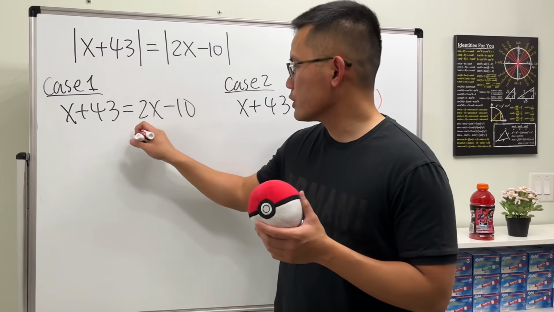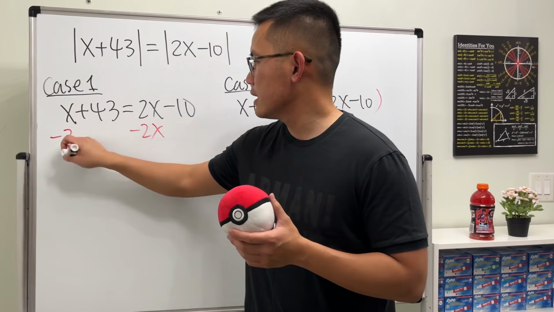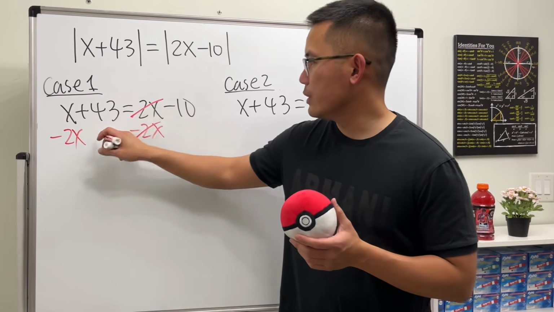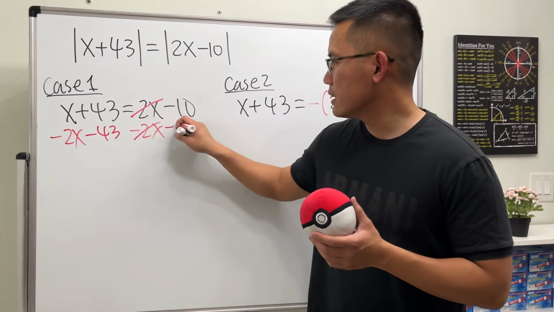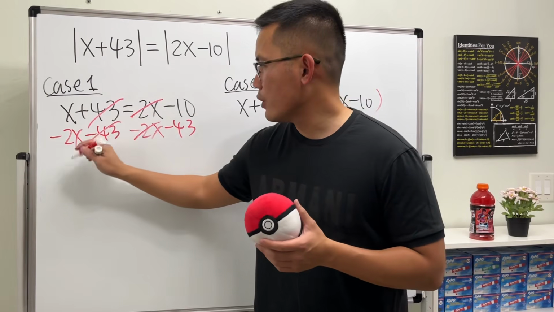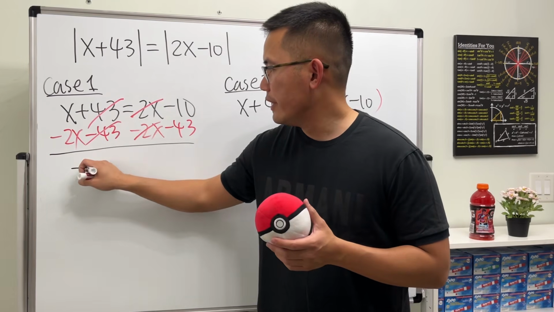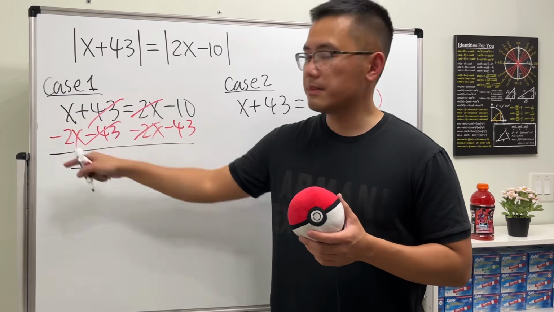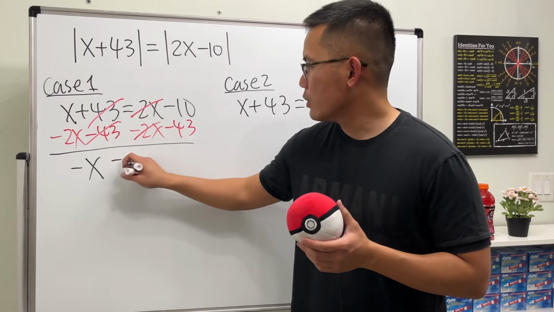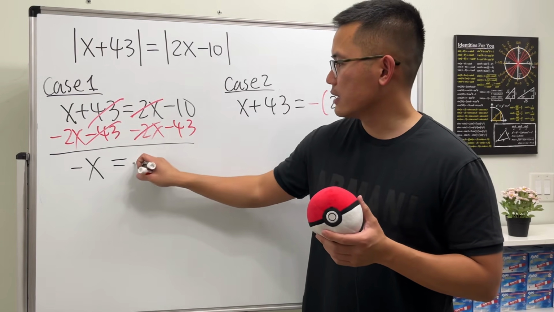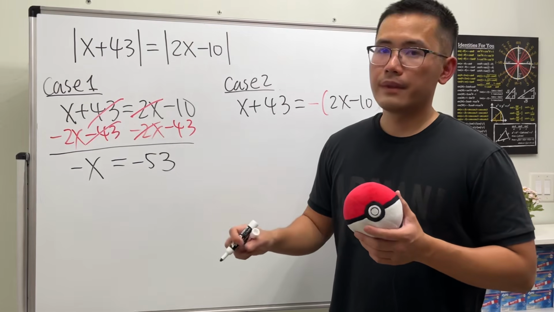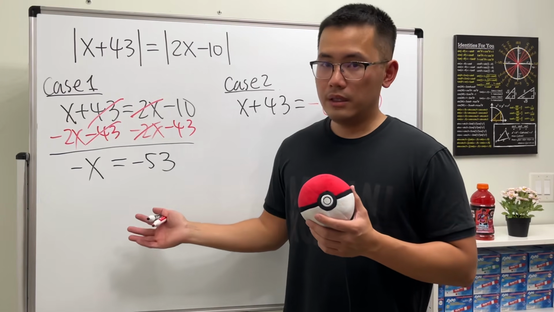For the first one, of course, we can just subtract 2x on both sides. And then they will cancel, and then we can just subtract 43 on both sides, so that they will cancel, and we will just end up with negative x, right? Because x minus 2x is negative x. And that will give us negative 53. Negative x is equal to negative 53.